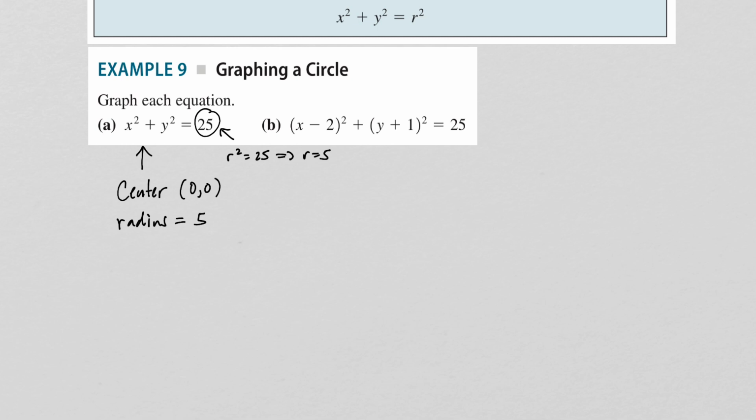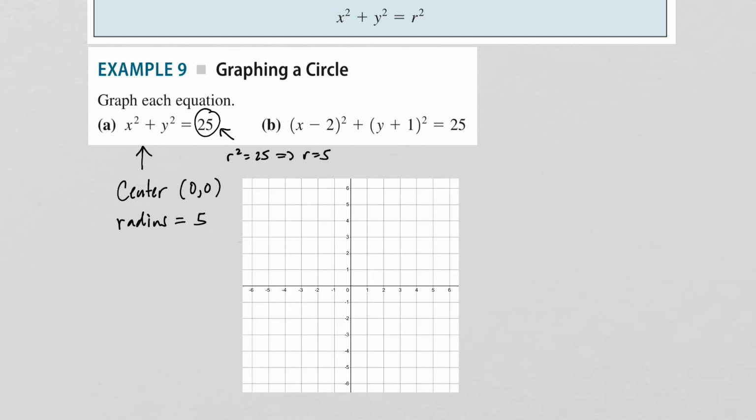So what does a circle of radius 5 look like when it's centered at the origin? To graph this, we go to the center, which is (0, 0). Then, since the radius is 5, we go 5 units to the right from the center, 5 units to the left, 5 units down, and 5 units up. And then we do our best to sketch this circle. It doesn't have to be perfect, but I think we all know what a circle is supposed to look like. And there is a rough sketch.